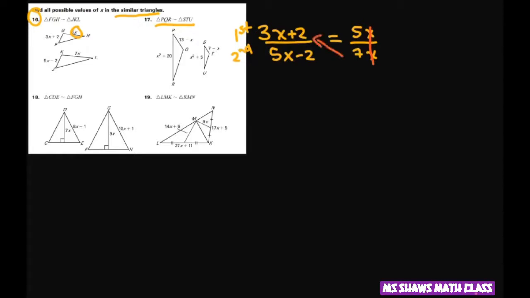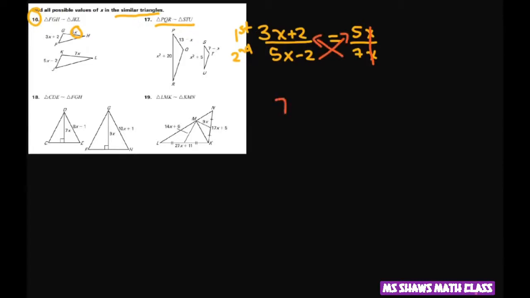So what we want to do is just set up a proportion. I'm going to set it up as 3x plus 2 divided by 5x minus 2, we're doing 16, equals, and keep it straight, so I'm keeping the first triangle in the numerator and the second in the denominator. So this is going to be 5x divided by 7x. I kept the second triangle here. Now, when you see something like this, you can go ahead and cross those x's out because it's going to make it easier. And now we're just going to cross multiply.